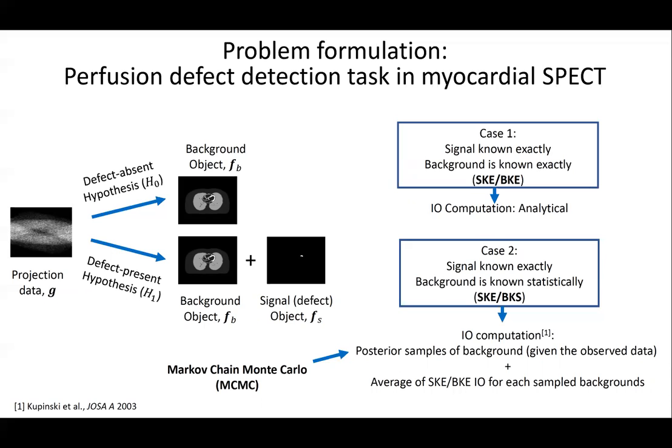Because the only source of variation is the system noise, we can compute the ideal observer analytically if we know the noise process. However, in the second case, signal is known exactly, but the background is known statistically. To compute the ideal observer, it was shown that we can first take posterior samples of background and then take the average of SKE-BKE ideal observer for each sampled background. To sample from the posterior, we used a Markov Chain Monte Carlo-based method.